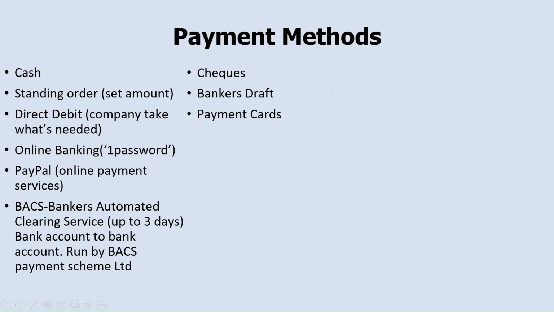The next one is payment cards. Now, there are a number of different payment cards that you could use to make payments. The first one is a debit card. This is a type of card provided by all the major banks and building societies that enables you to make a payment. It might be through chip and pin, it might be through contactless, and the money will come out of your account directly as soon as you make the payment.